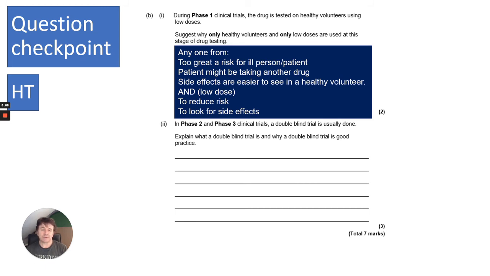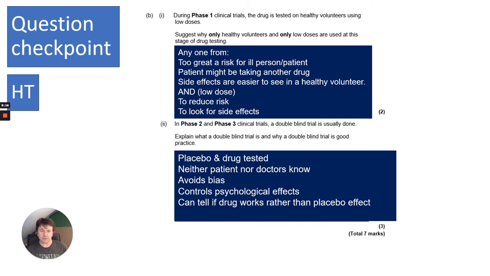So in phase 2 and phase 3 clinical trials, a double-blind trial is usually done. Explain what a double-blind trial is and why it's a good practice. Well, 3 marks. So for the first mark, you've got to mention that a placebo and the drug are both tested. The key thing is neither the patient nor the doctor knows. Well, why is that good? Well, it avoids bias. It controls a psychological effect.